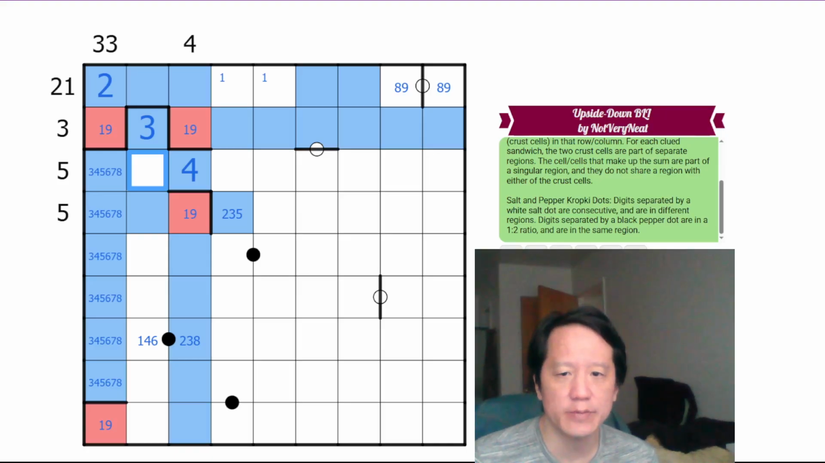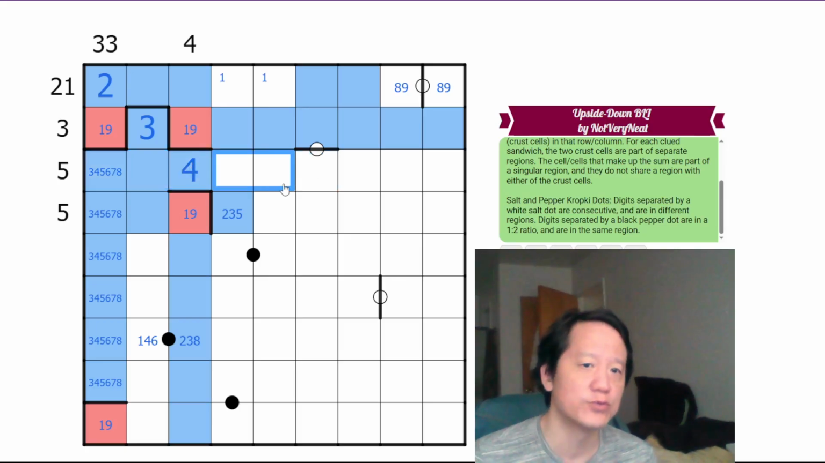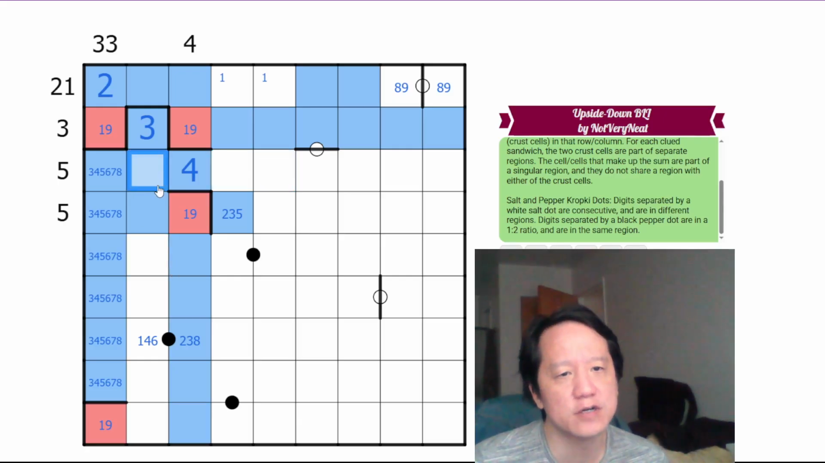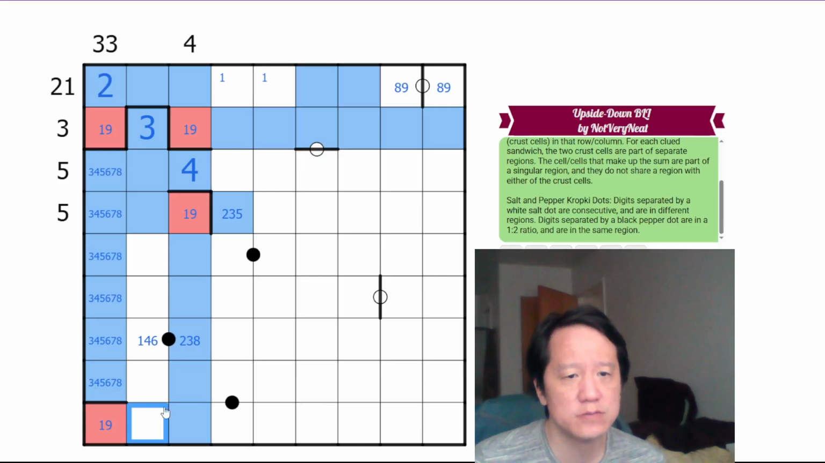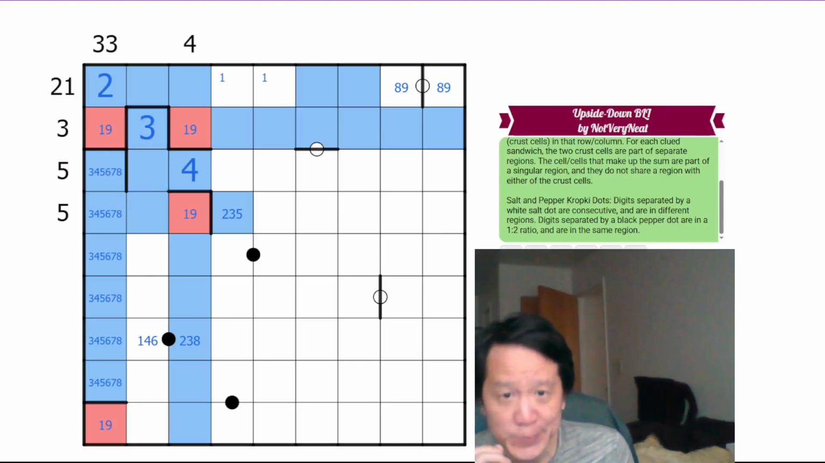This obviously cannot be a crust, because the 5 in between has to be either 2 and 3 combined, or 5 as a single digit. So this is not crust either. This could be crust. We know that's part of a separate region. Okay, so this cannot be part of this region here, because this already has a 3. So this must go out here, and therefore this is a boundary there.